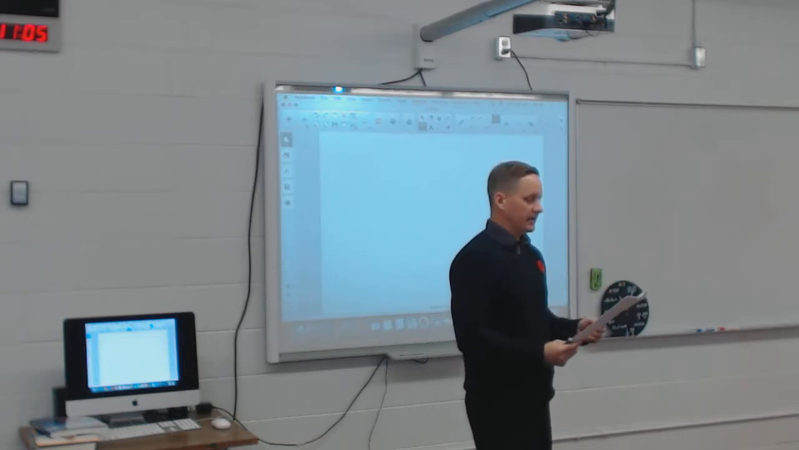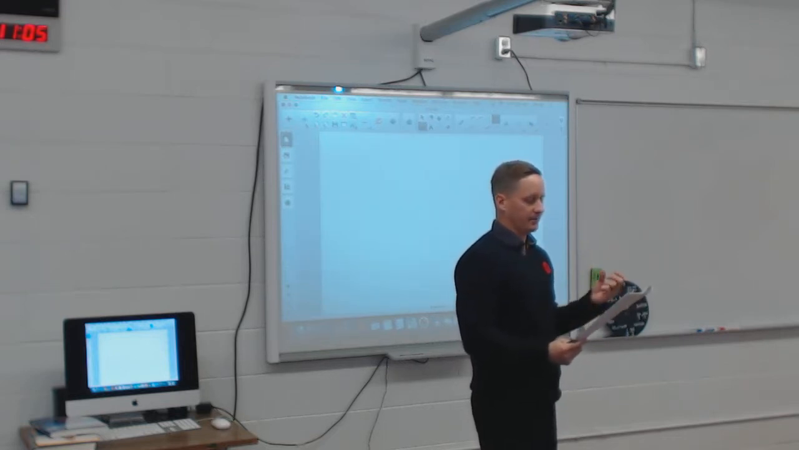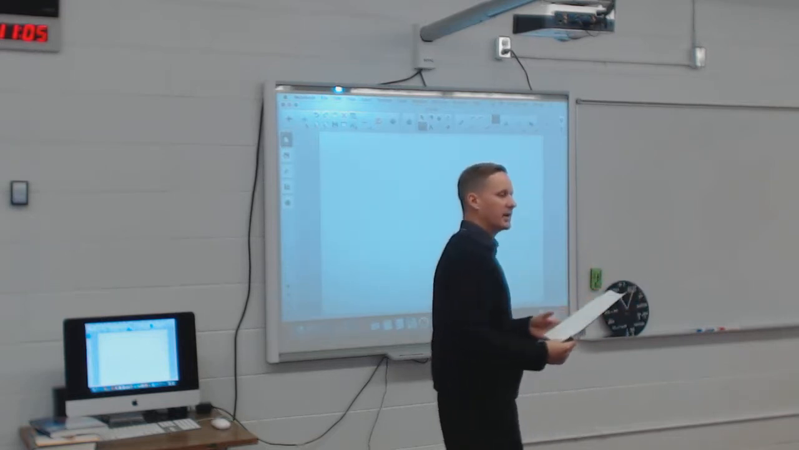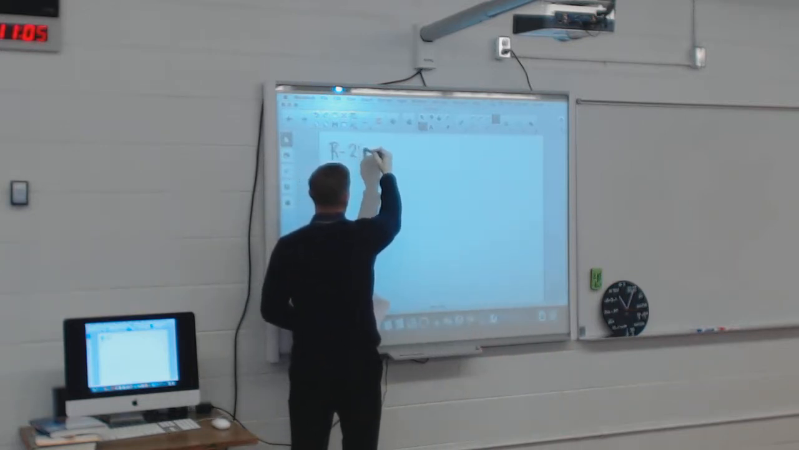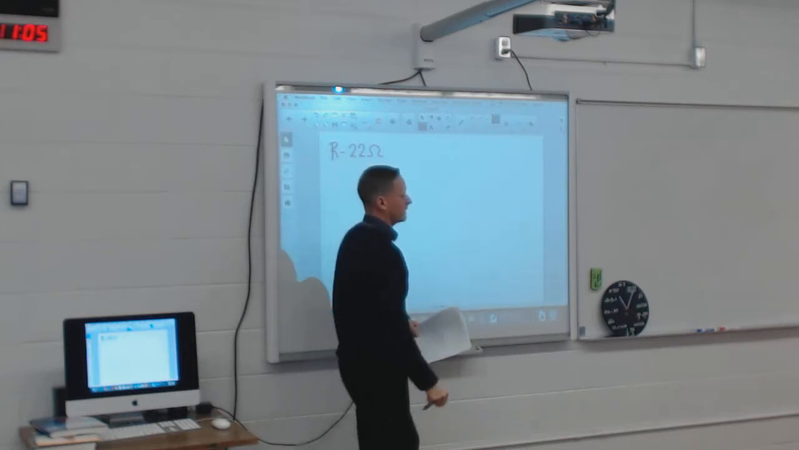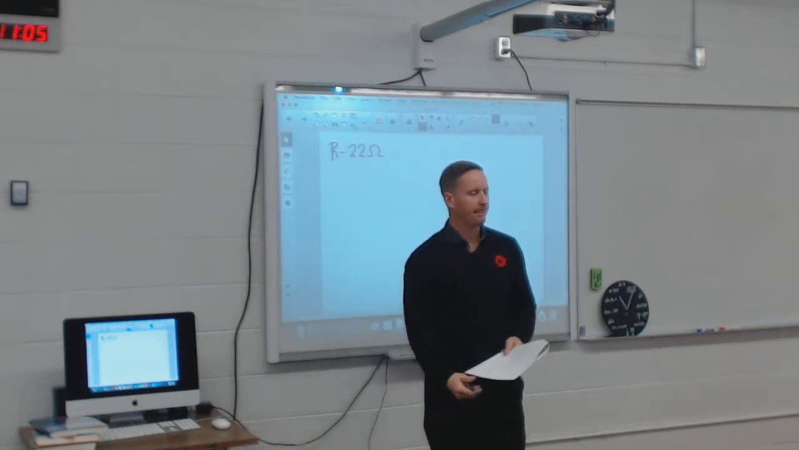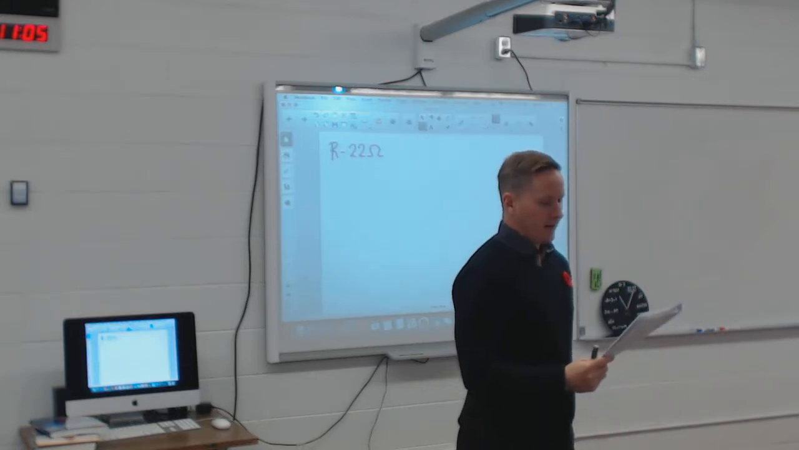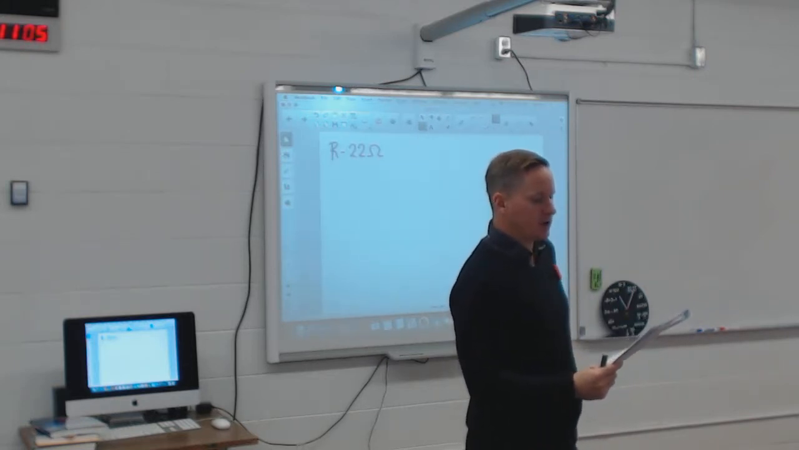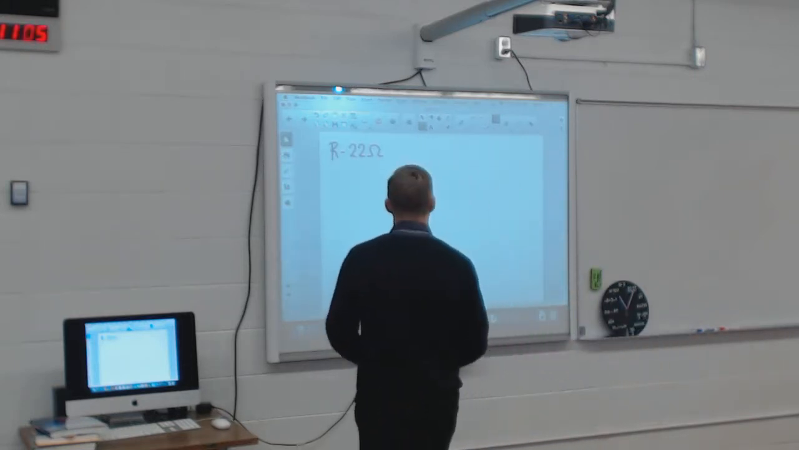So here it is. The heating element of a percolator has a resistance of 22 ohms. Get your papers out, get your calculators out, and let's do this. It's designed to use across a 117 volt circuit.